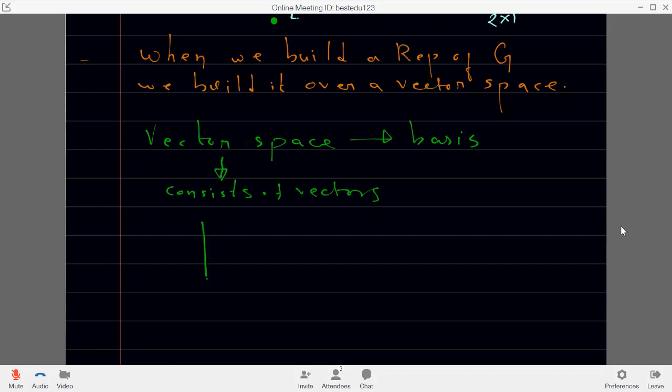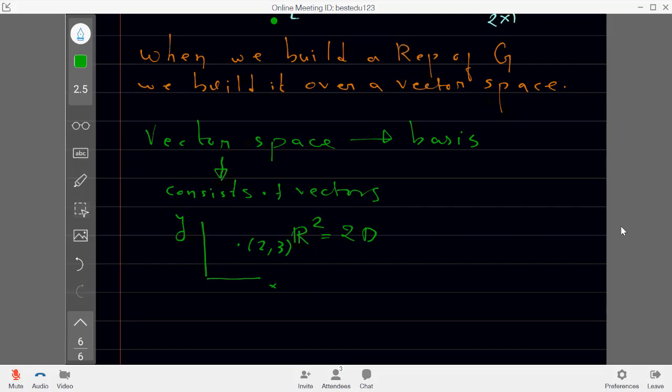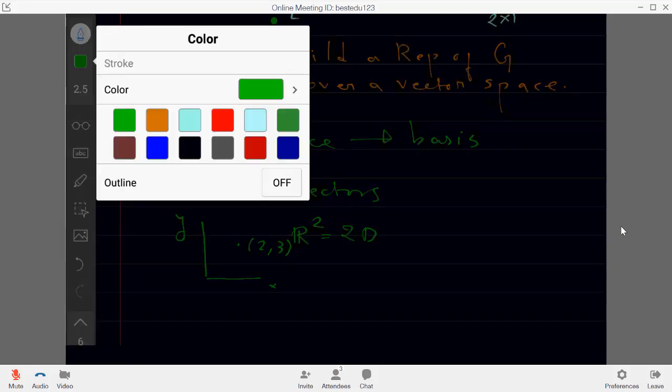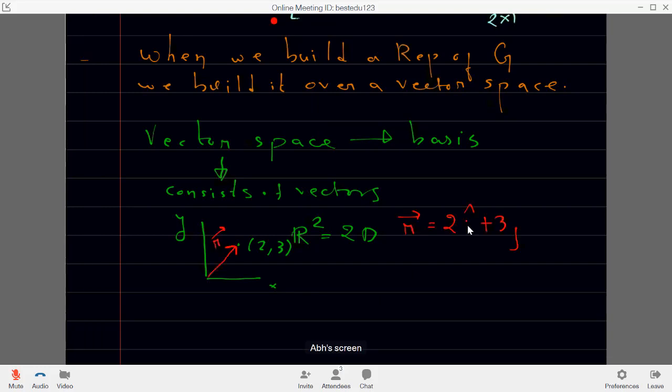Okay, let me give you an example. Consider a space R2. By R2 I mean a two-dimensional flat Euclidean space. So this is X, this is Y. Now consider a point here, 2, 3. If you have a point on R2, then you can always draw a vector R, and you say that your R vector is actually 2i and 3j. This is how you make vectors in 2D space.